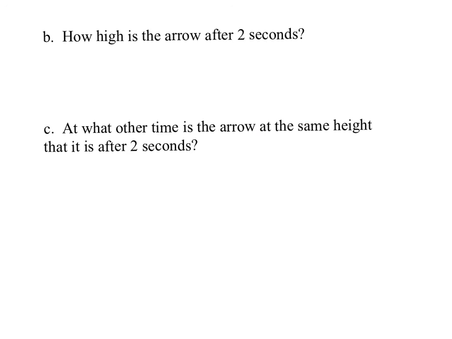All right, how high is the arrow after 2 seconds? So after 2 seconds, again, what's our formula? It was 112t minus 16t squared. So how high? We're just going to plug 2 in, right? H of 2.